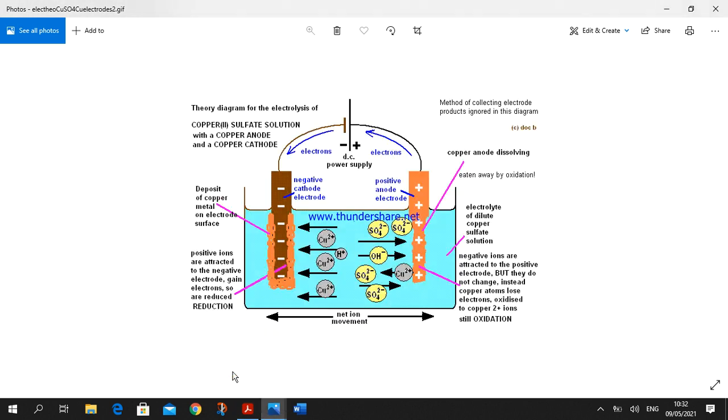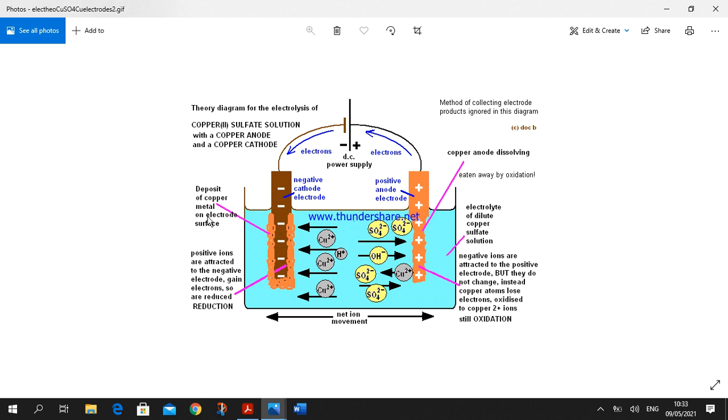Example number 2, the electrolysis of copper sulfate, but by using copper electrodes. In this case, we use copper electrodes instead of graphite electrodes. When copper electrodes are used in electrolysis of copper sulfate solution, the mass of copper lost from the positive anode electrode should equal the mass of copper gained or deposited on the negative cathode electrode. You can show this by weighing both electrodes at the start of the experiment.